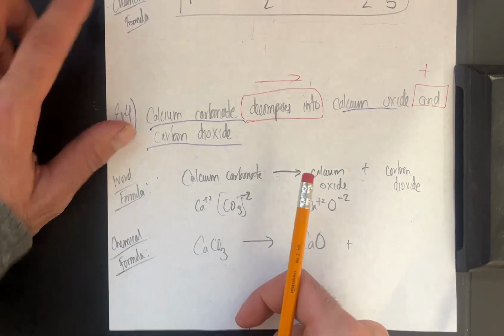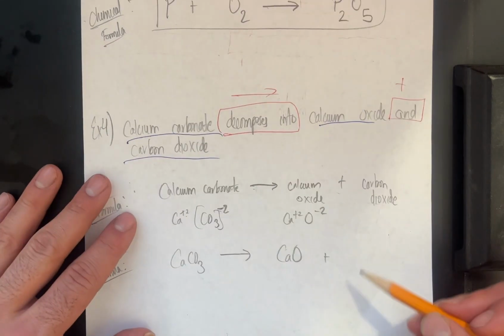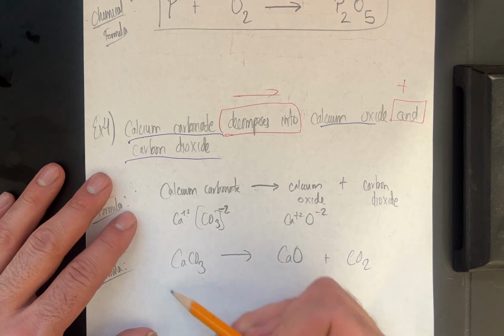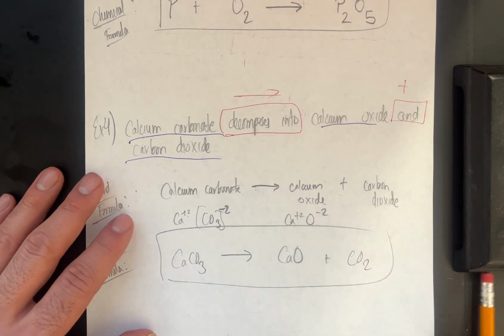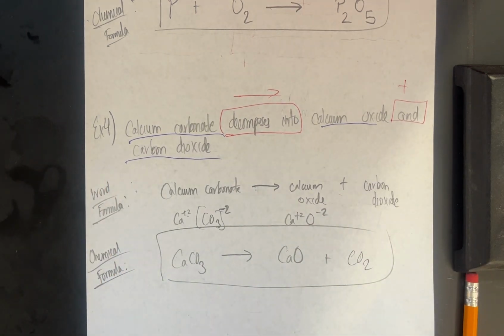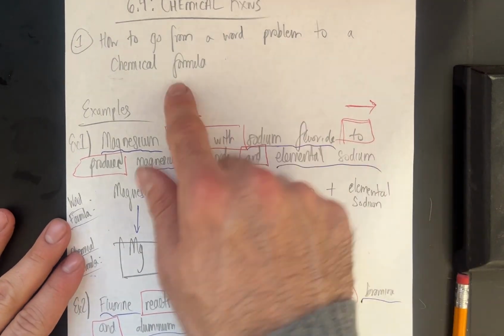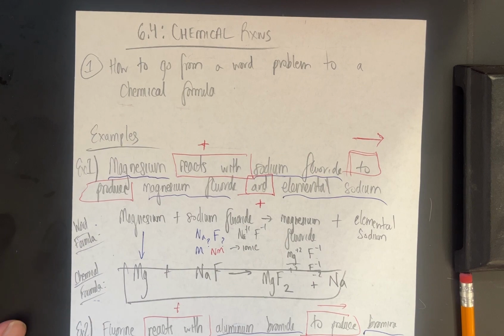That actually is a covalent compound. And so I'm going to put CO2. And so, yeah, there you go. That's the formula there for the equation. And so there you have it. That's how you go from word problems to chemical formula. Hope that helped. Let me know if you have any questions.